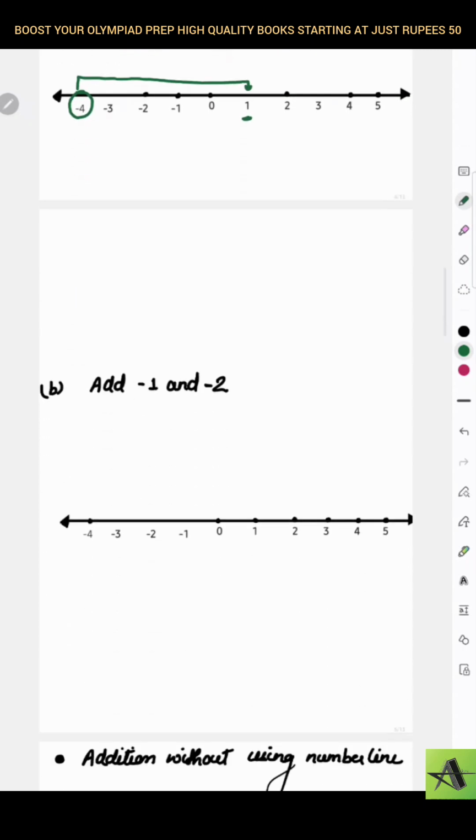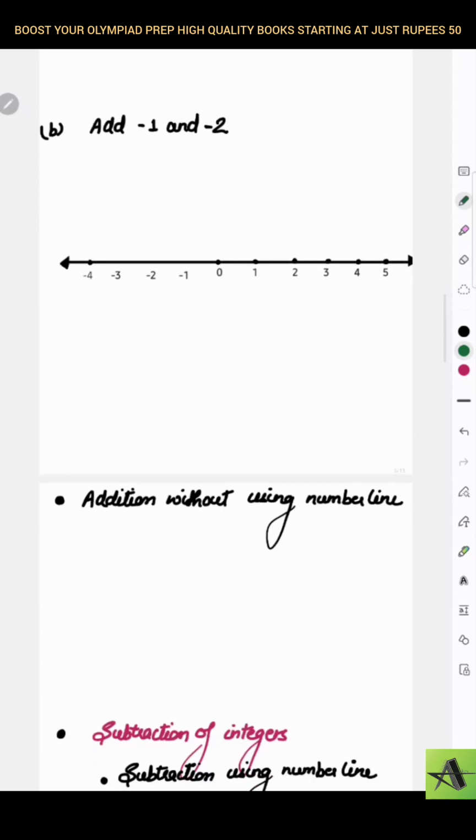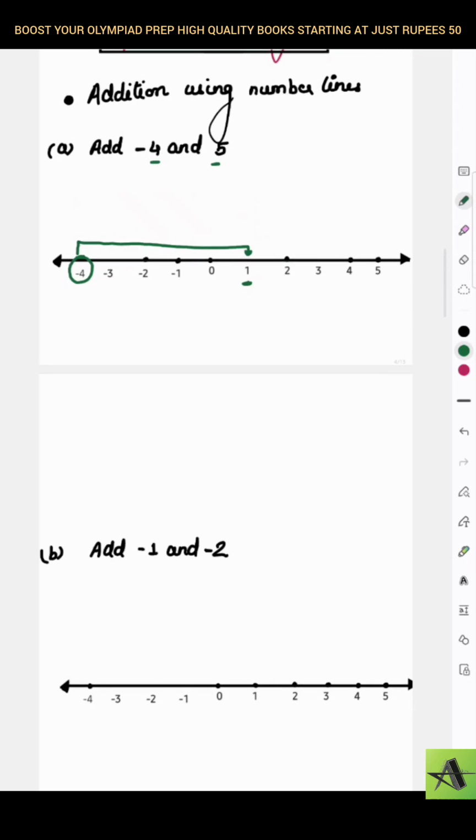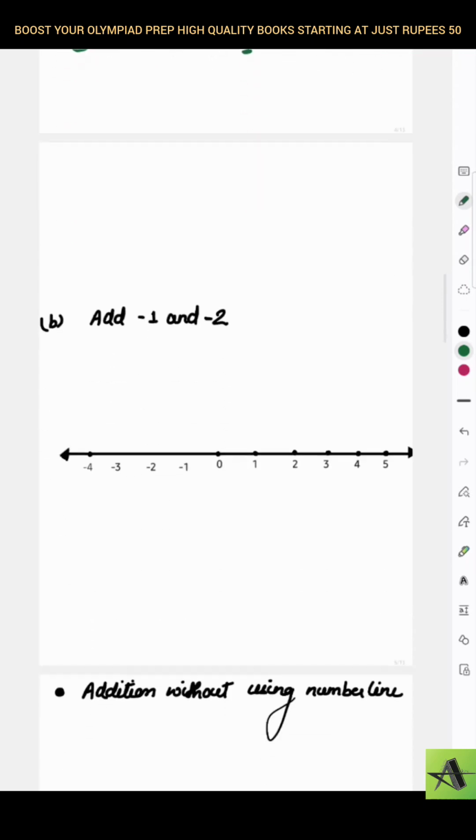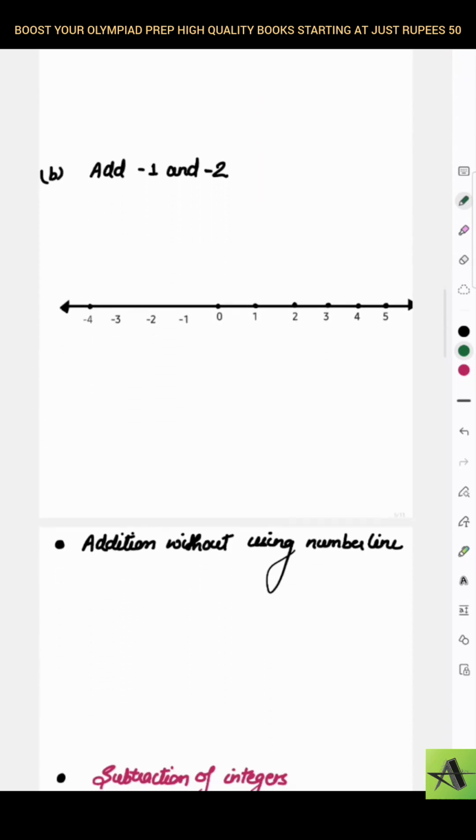Moving on to question B. Add -1 and -2. Again, I'm saying you can pick any number, you can encircle any number. So let me encircle the second number. In the previous question, we encircled the first number. So in this case, let me encircle the second number, which is -2. So I have encircled it, and now I have to add -1 to it.